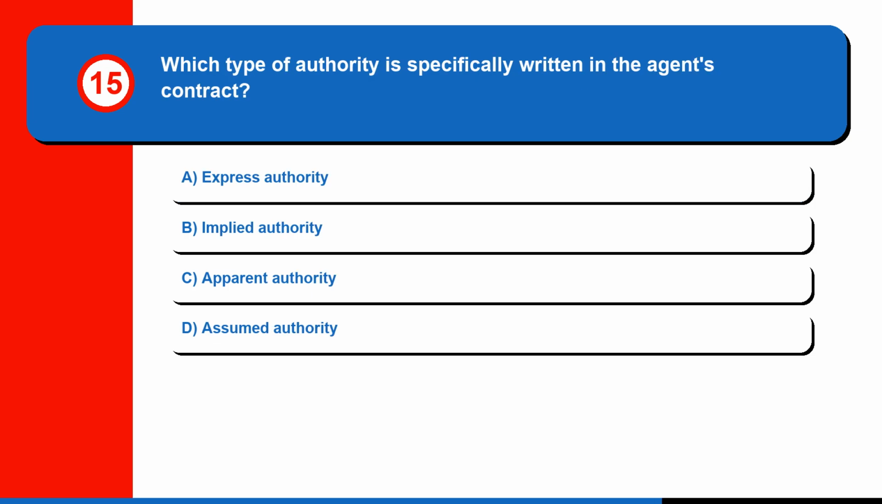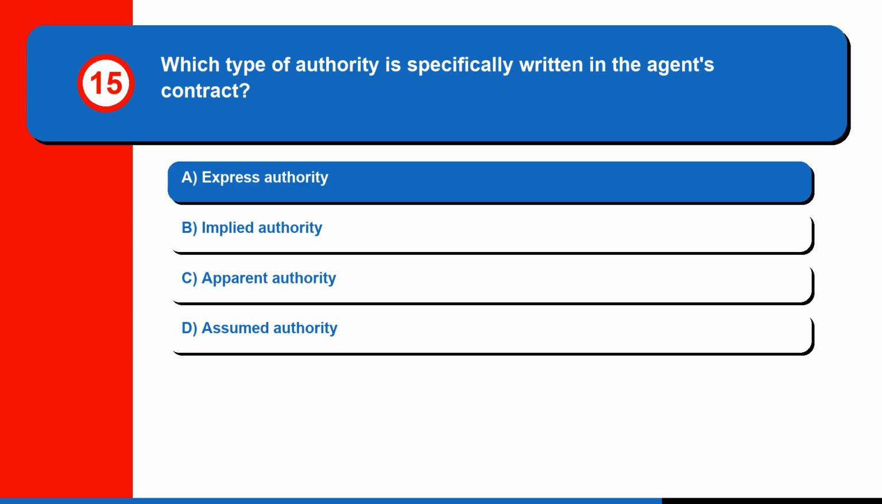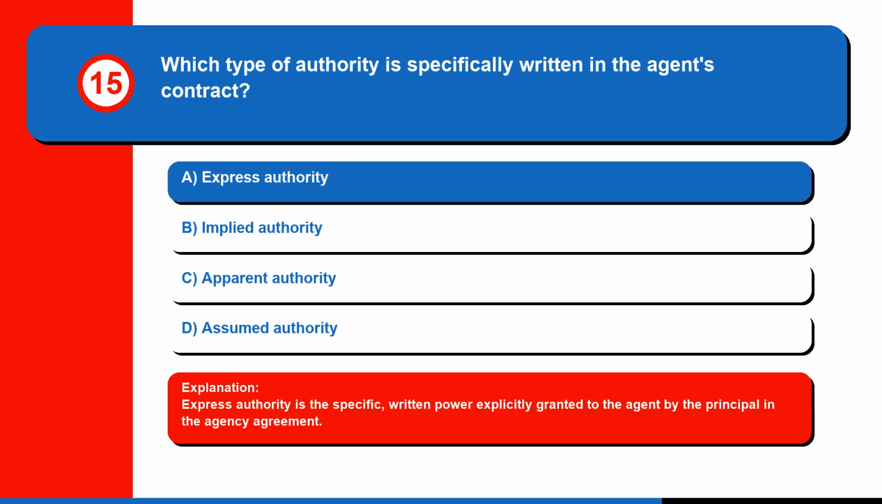Question 15. Which type of authority is specifically written in the agent's contract? A. Express authority, B. Implied authority, C. Apparent authority, or D. Assumed authority. The correct answer is A. Express authority. Express authority is the specific, written power explicitly granted to the agent by the principal in the agency agreement.